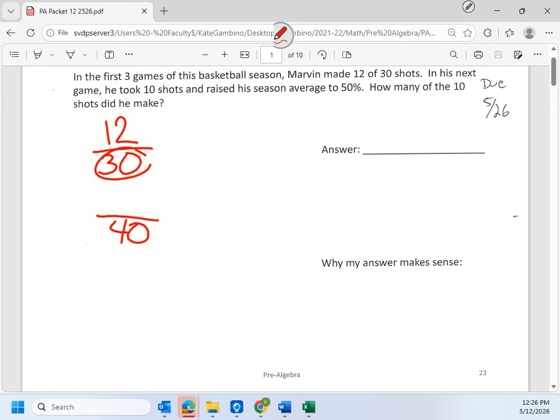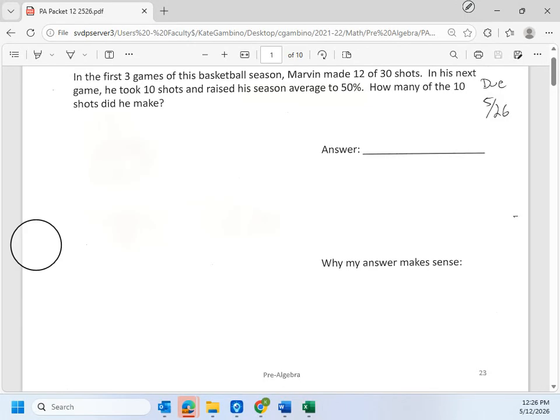And he raised his season average to 50%. So think about how many points he would have to make to get at that 50% average. Think about how much he had already scored. How many did he make out of those 10 shots? So you have to think that one through. Working through it that way.